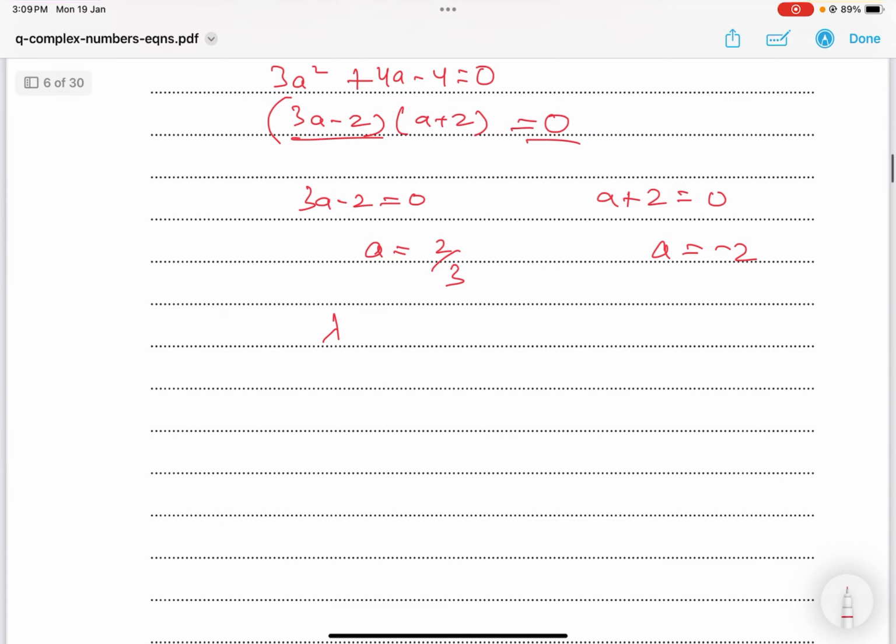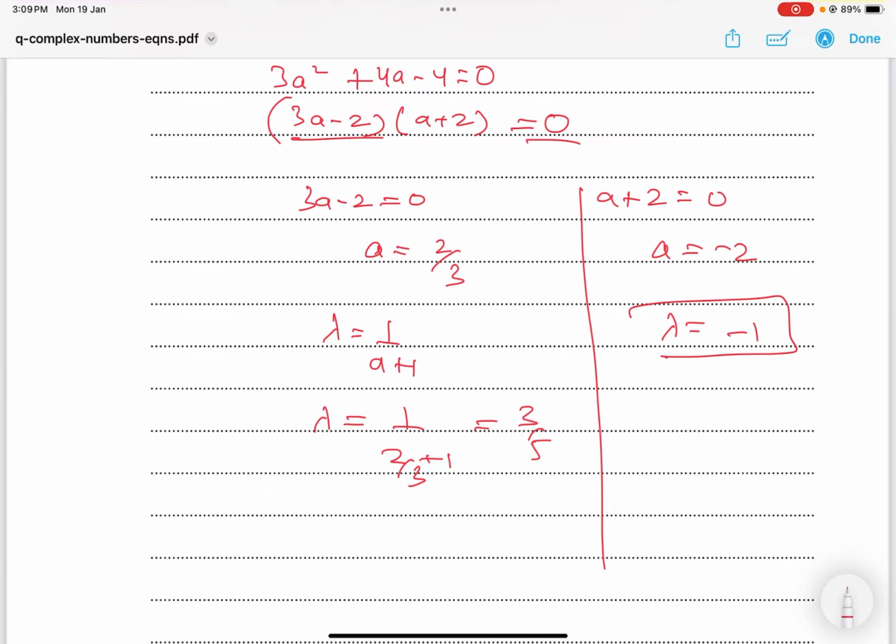Now we will find the value of lambda as well. Lambda equals to 1 upon a plus 1. So lambda equals to 1 upon 2 by 3 plus 1, which would give us 3 by 5. And for the second part, we will have lambda equals to negative 1. Just put the value. See, negative 2 plus 1 is negative 1. So negative 1 will be the answer. Right? So we have both the answers with us.